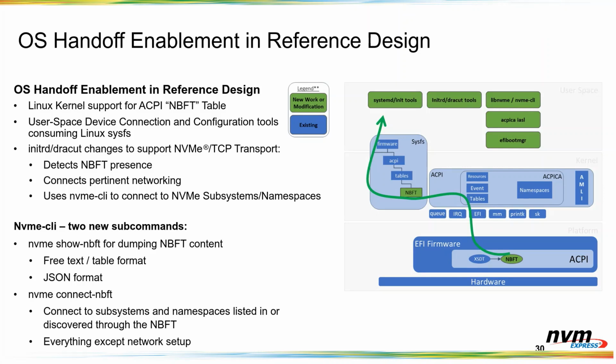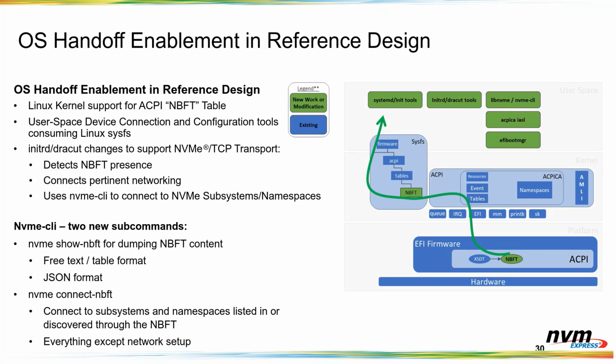Leaving the pre-OS environment, we need to talk about the transition into a final OS runtime. For runtime, in a Linux reference implementation, there are three major areas of concern: platform, kernel, and user space. The majority of the new work on the right, shown in green, and the effort to support the reference implementation is actually in user space and leverages the existing ecosystem infrastructure in blue.